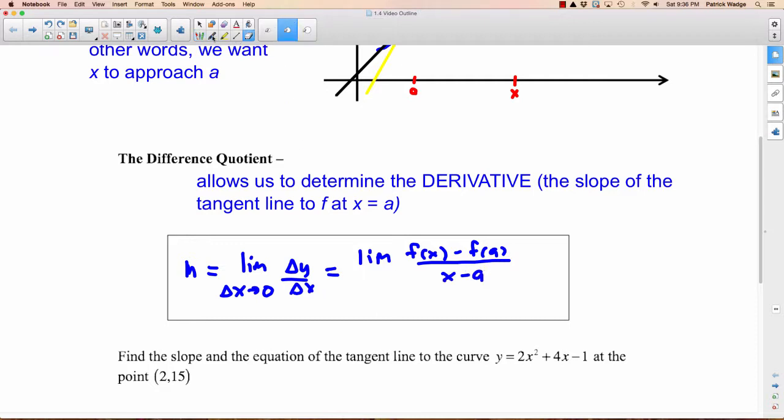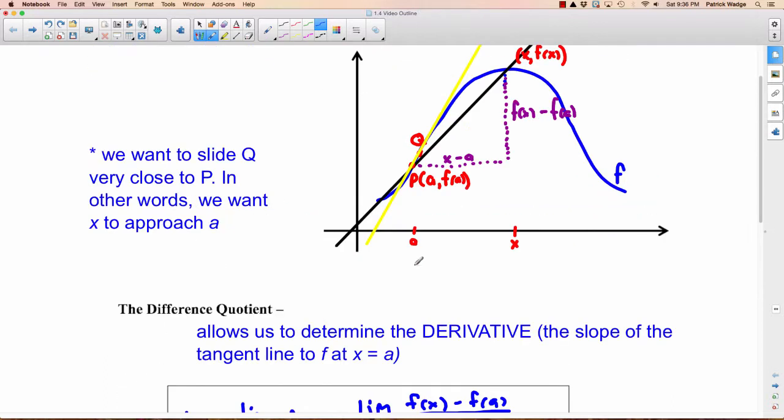Now, we're going to have a different approaching here. We're going to have as x approaches, so what do we want x to approach? We want the x, if you just think about this x here, we want this x to move further and further this way.